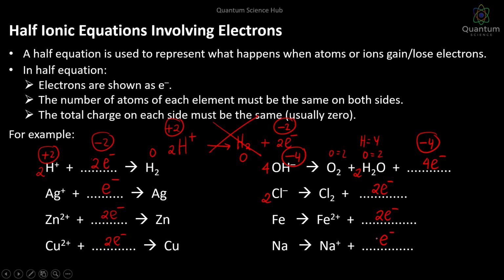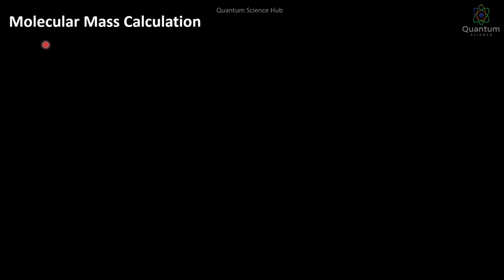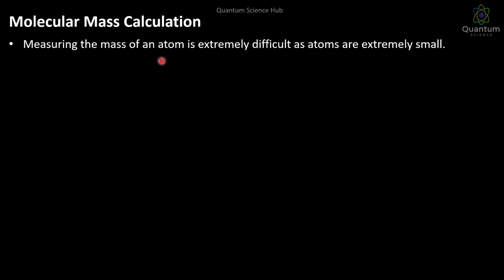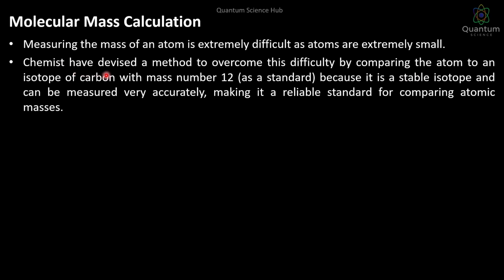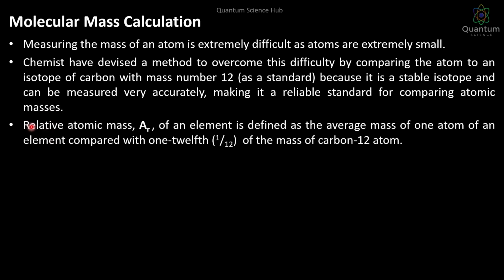Okay. Now let's see the molecular mass calculation. Measuring the mass of an atom is extremely difficult as atoms are extremely small. Chemists have devised a method to overcome this difficulty by comparing the atom to an isotope of carbon with the mass number 12 as the standard, because it is a stable isotope and can be measured very accurately, making it a reliable standard for comparing atomic masses.